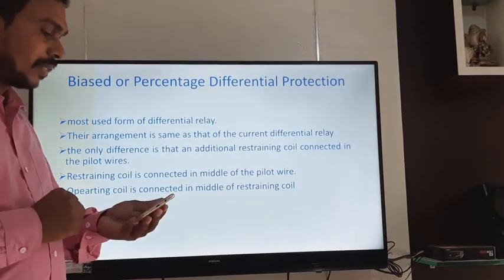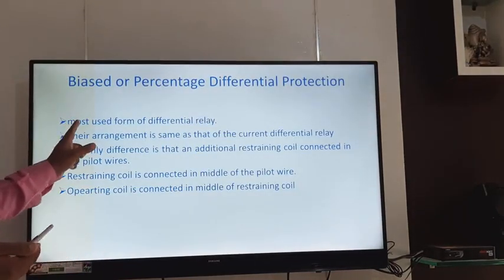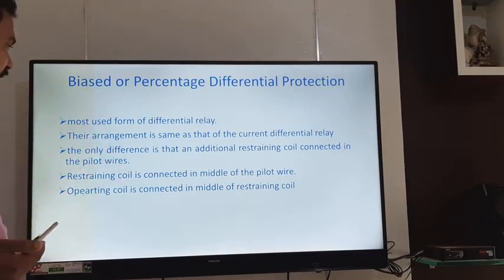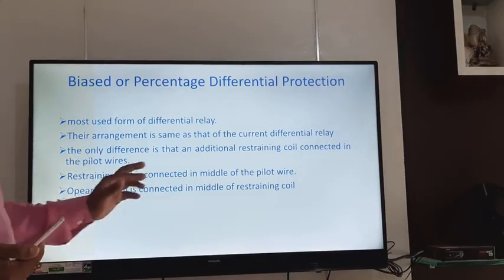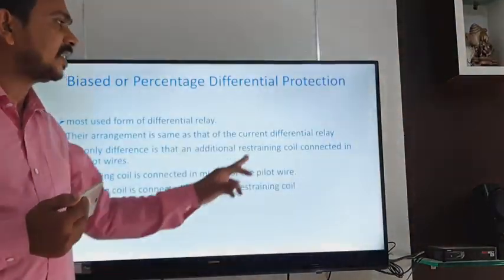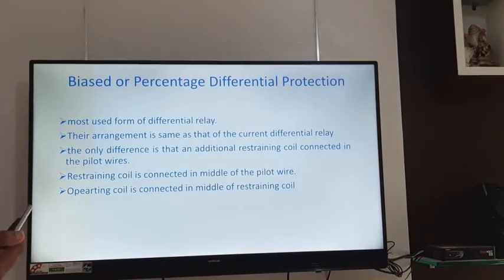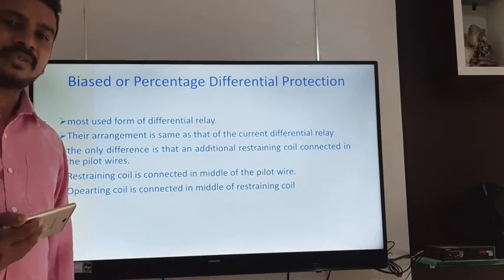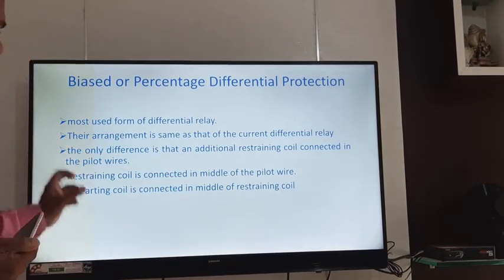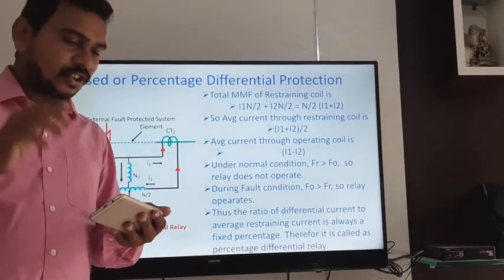Okay, now the biased or percentage differential relay is the most used form of differential relay. Its arrangement is the same as that of the current differential relay. The only difference is that there is one additional coil, known as the restraining coil, which is connected in the pilot wire. The restraining coil as well as the operating coil are both connected at the center of the pilot wire.